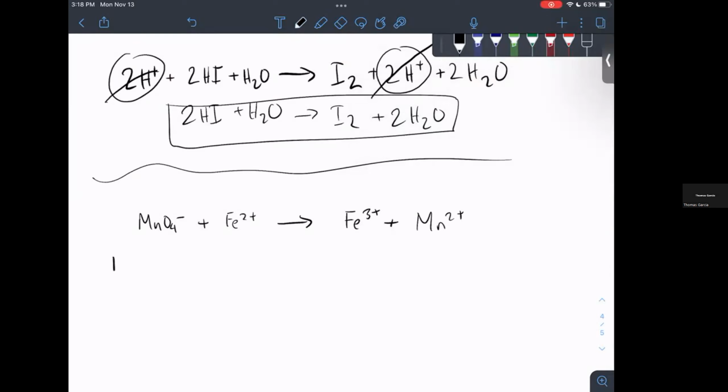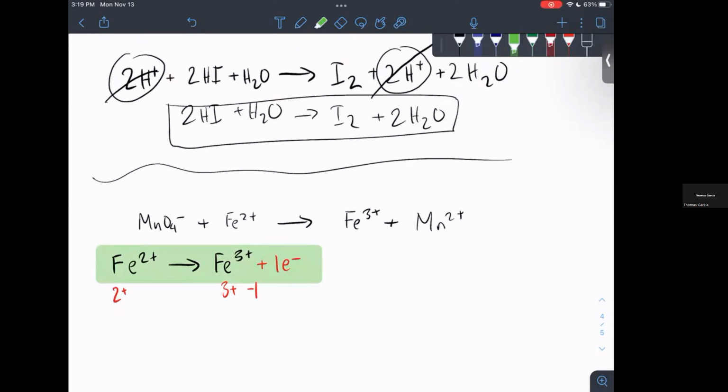So let's start with our oxidation reaction. Fe2 plus turns into Fe3 plus. Well, I don't need to add anything. It's already perfectly balanced. The only problem is I have a 2 plus charge here and a 3 plus charge here. So I need to add a -1. So I'll do that by adding 1 electron. And there's our oxidation reaction. Done. Easy peasy.